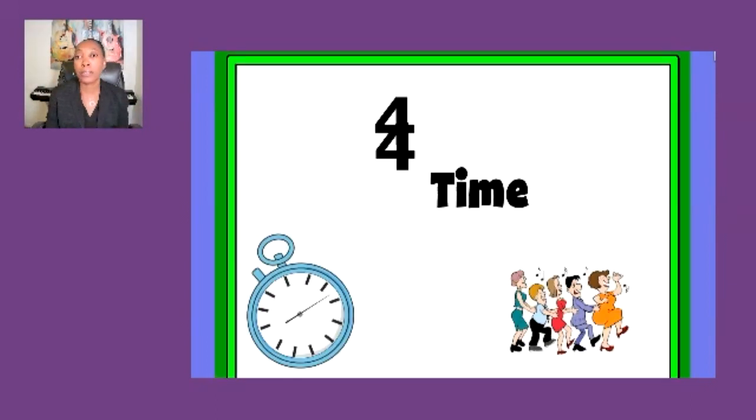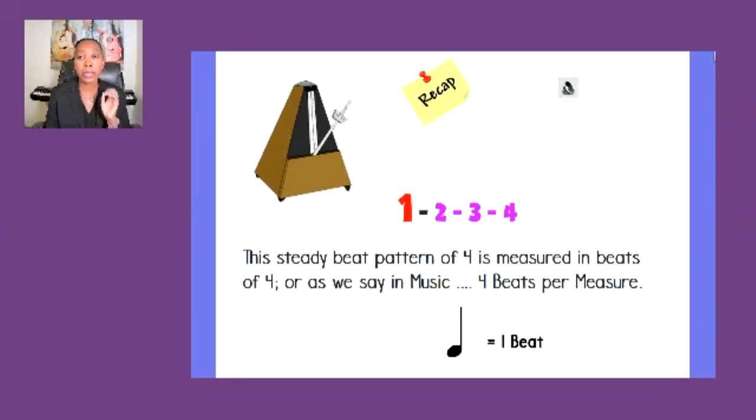So the first thing I'm going to talk to you about is 4-4 time. And why is that important? Because when you see 4-4 time, that means that every measure gets four beats. So the steady beat pattern of four is measured in beats of four. One, two, three, four. One, two, three, four. Or we can say in music, four beats per measure. And you can see right here, the quarter note gets the one beat. Ta, ta, ta, ta. One, two, three, four. So that's what it feels like in a 4-4 time signature.